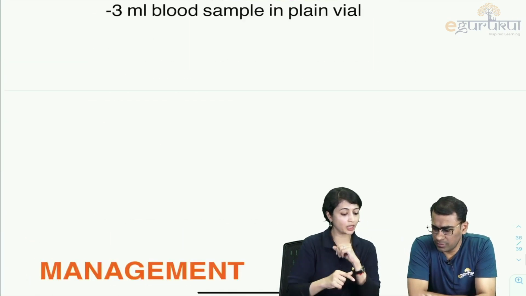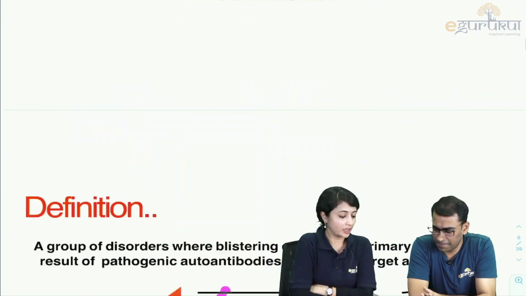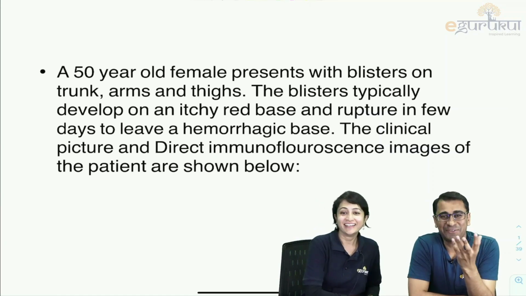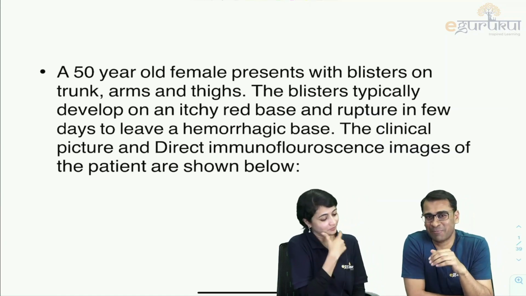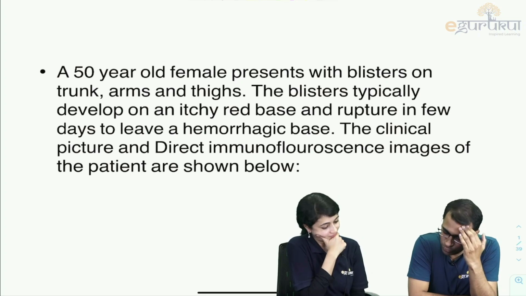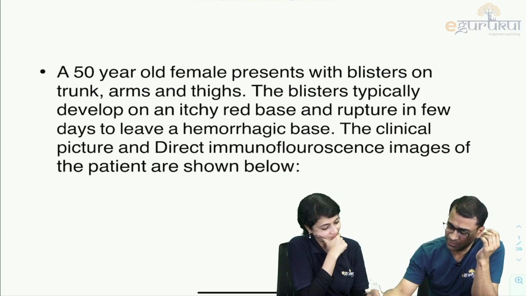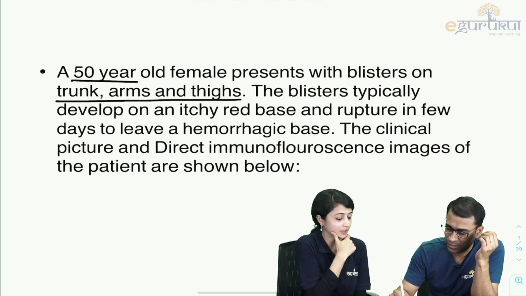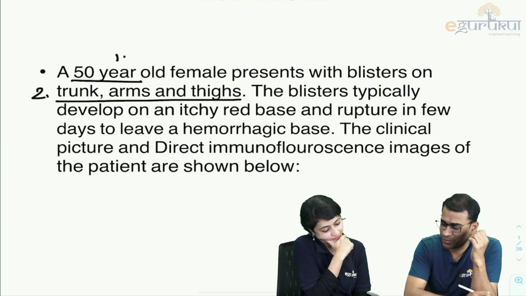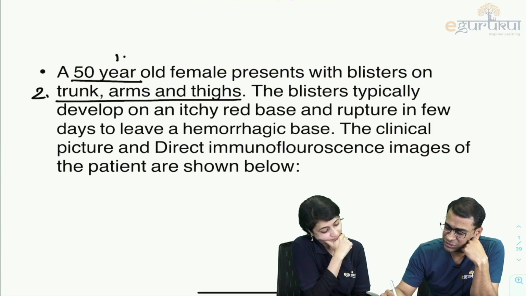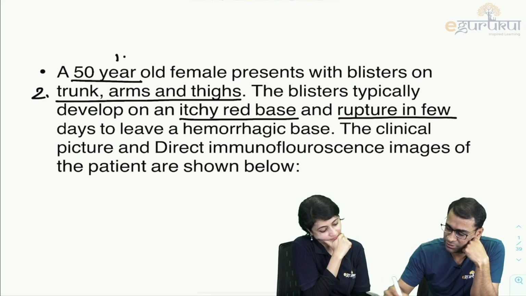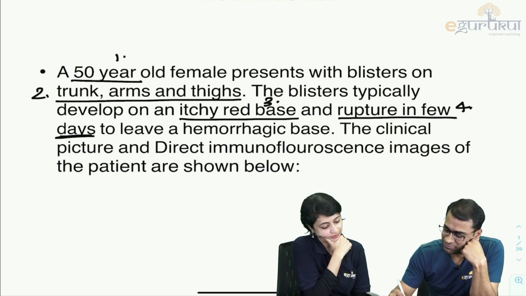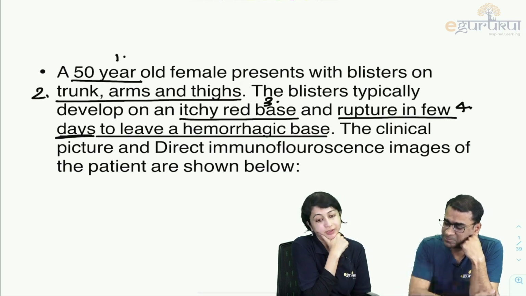So I think, Dr. Praveen, now we can go back to the question. And I'm sure the students would have an answer to it by now. Let's try to read the question. Yes, now let's see it from the clinical point of view. A 50-year-old female patient has blisters on the trunk, arms and thighs. 50 years is the first point. This is the second point. The blisters typically develop on an itchy red base and rupture in a few days. Now this is the third point. This is the fourth point, to leave a hemorrhagic base.